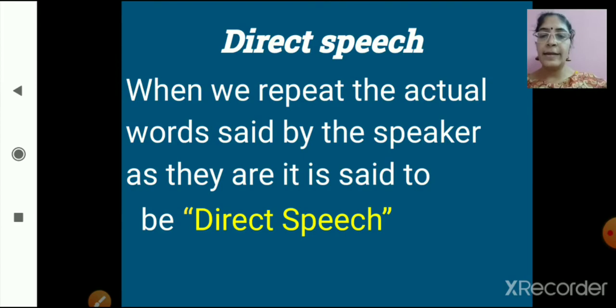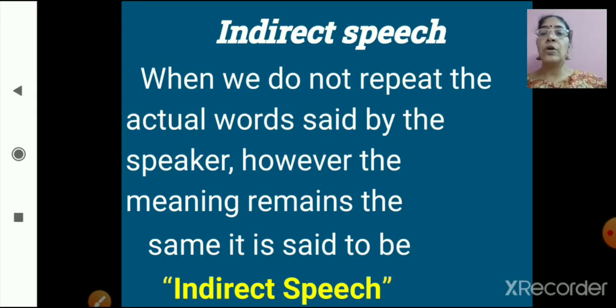Now let's see what is indirect speech. When we do not repeat the actual words said by the speaker, however the meaning remains the same, that speech is said to be indirect speech. Let's read once again. When we do not repeat the actual words said by the speaker and we are expressing in our own words, the meaning remains the same, so it is said to be indirect speech. And in indirect speech we do not use inverted commas. What do we use in indirect speech? Let's see.